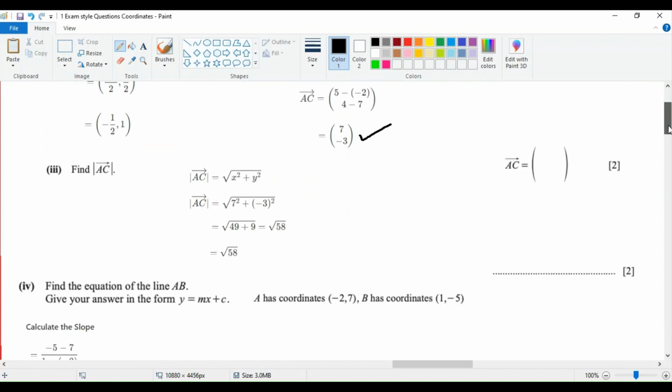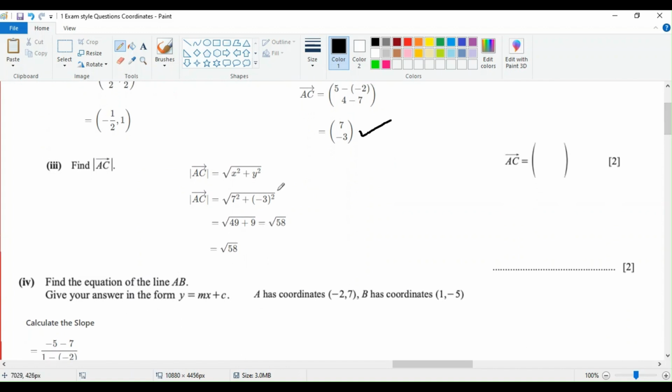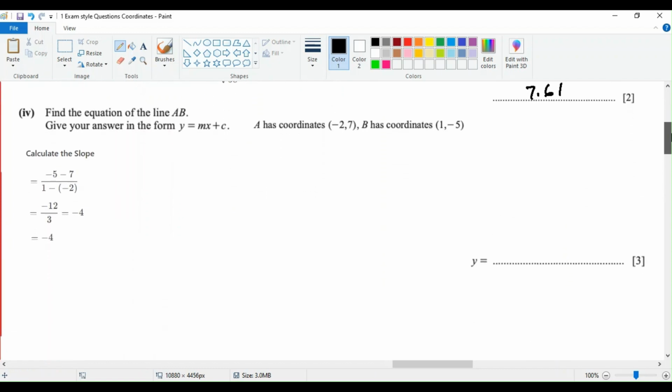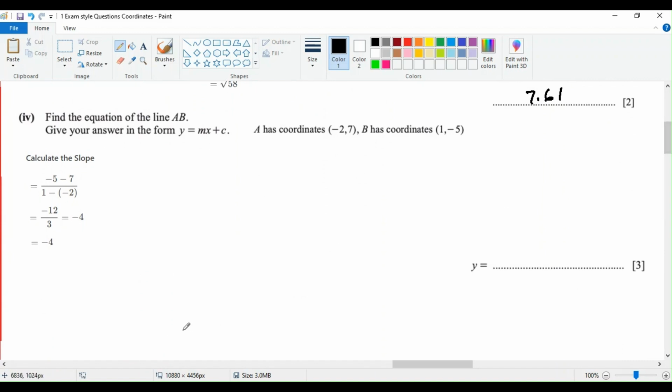When it comes to finding the magnitude, it's the same formula, but here we are using 7 and -3 because we are talking about A and C. So 7 squared plus (-3) squared, distance formula, and this gives us √58. The answer that you get in your calculator is going to give you 7.61 as an answer.